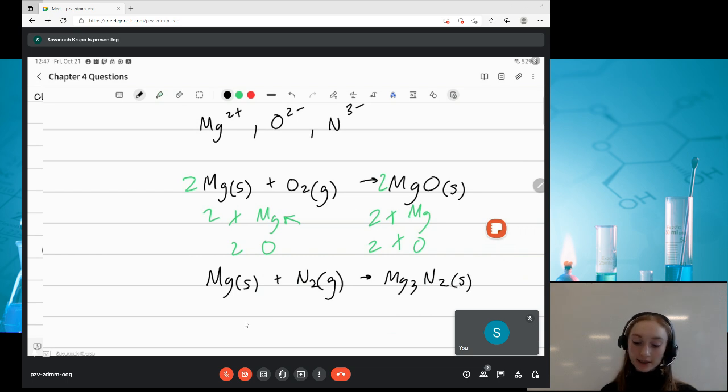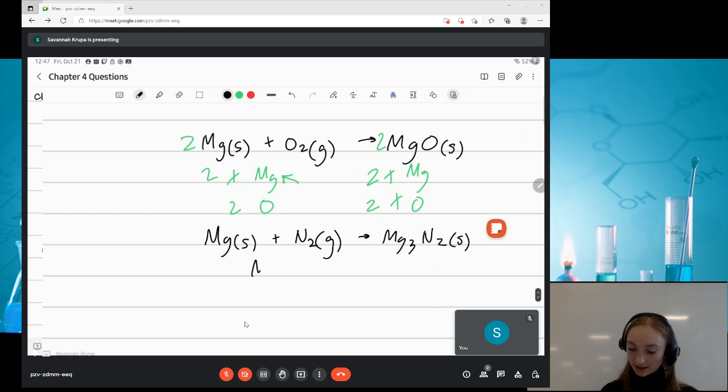So now let's balance everything. So we have magnesium and nitrogen, so those are the 2 different atoms that we have on the left and the right, and it looks like we have 1 of the magnesium and 2 of the nitrogen on the left, and we have 3 of the magnesium and 2 of the nitrogen on the right.